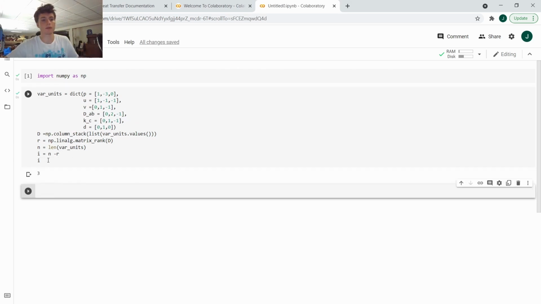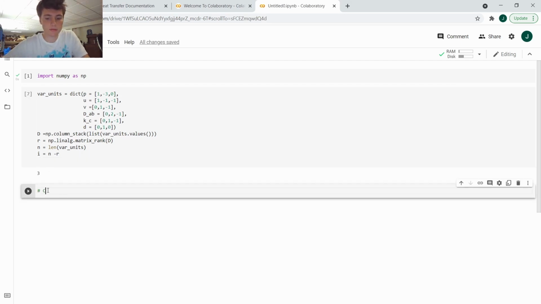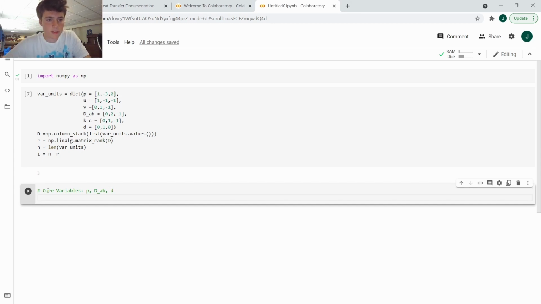We'll see 3. That's the number of dimensionless groups that we have. Just a reminder, we chose our core variables: density, diffusivity, and the diameter of the tube. The first thing I'm going to do is make that core matrix that I was talking about, which shows up in all our linear systems of equations when calculating the exponents.